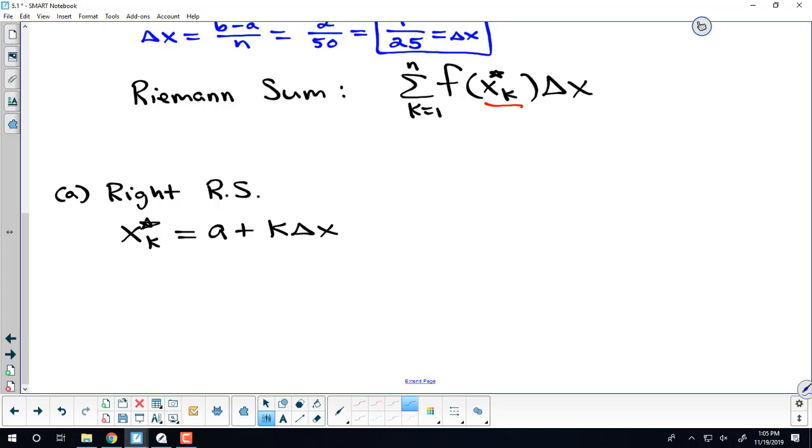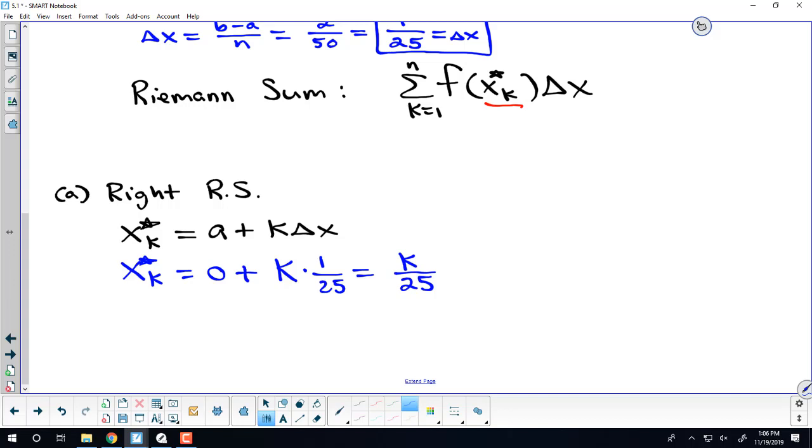And what that actually means for us is we have these values. For this particular setting, we start with a. That's the starting point of the closed interval. So a is 0 plus k. And k has to stay as k, because remember this is x star sub k. It's more or less a function of k, times our delta x, which we said was 1 over 25. So for right Riemann sums, every right grid point is defined as k over 25.